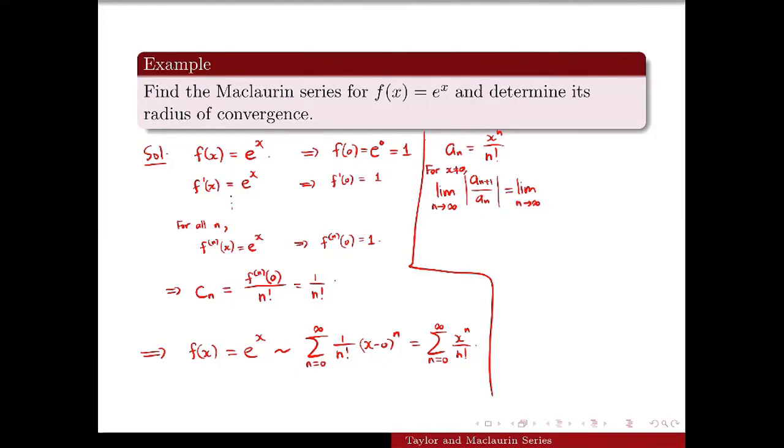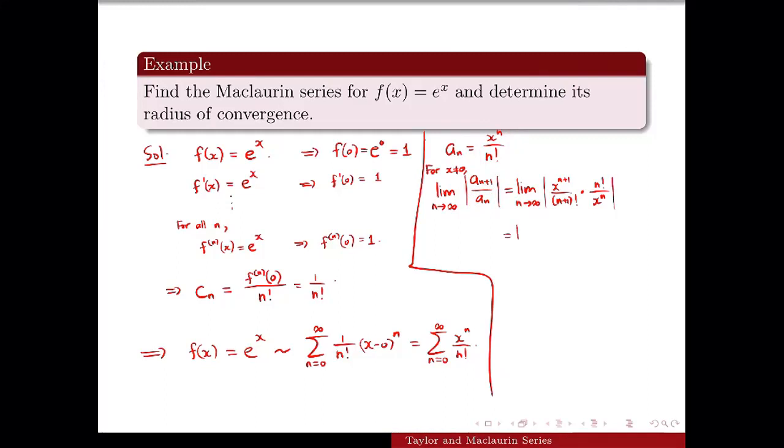Okay? Then let us write a sub n plus 1, that's x to the n plus 1 over n plus 1 factorial, over the denominator a sub n here. So if we divide, we just need to get the reciprocal of this, so we will have times n factorial over x to the n.